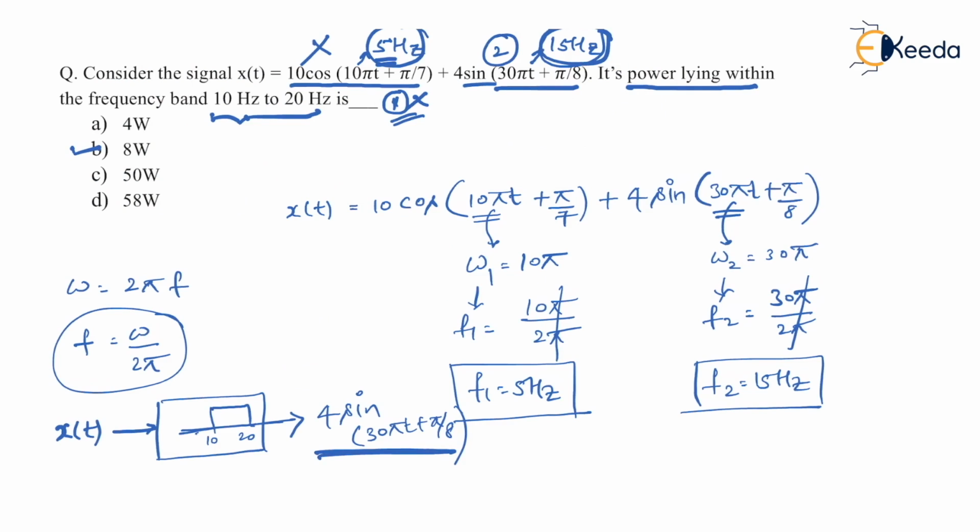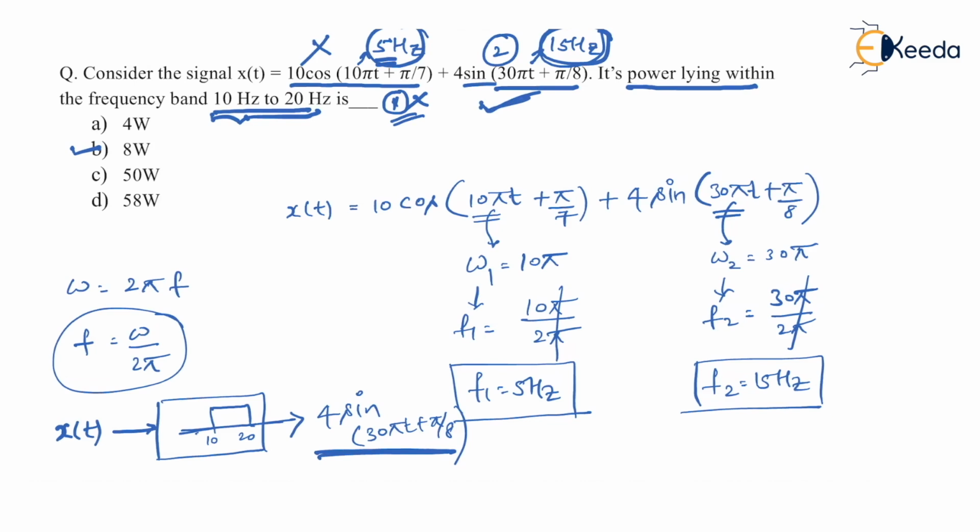So this was a very easy question. Let me just summarize it again. This x of t has two components. The first component frequency was 5 hertz, the second frequency component was 15 hertz. Assume that this x of t is passed through some band pass filter having a frequency band between 10 hertz to 20 hertz. So it has blocked the first component, but it has passed the second component as it is, and they are asking you for the power lying between the frequency band of 10 hertz to 20 hertz.